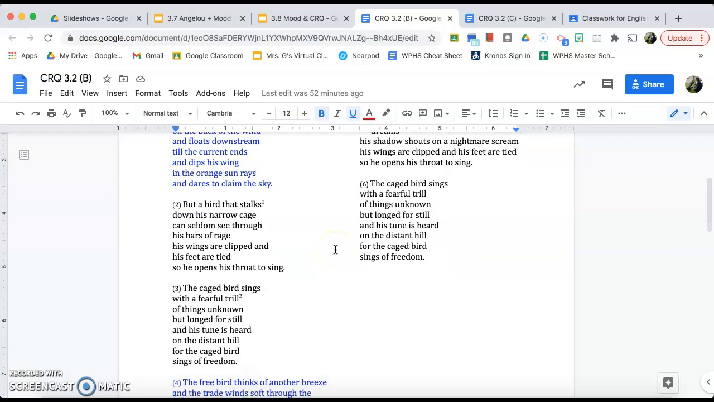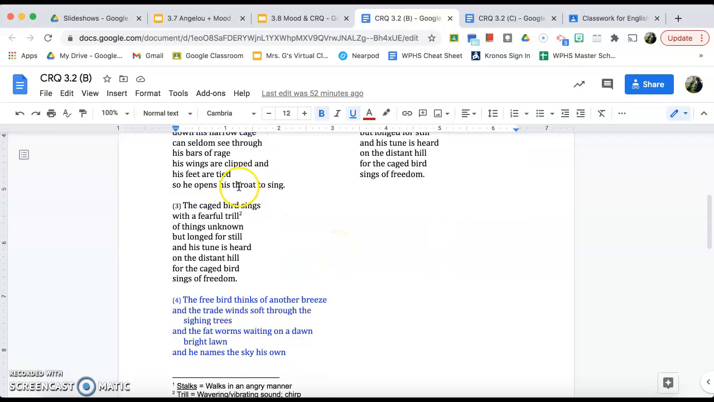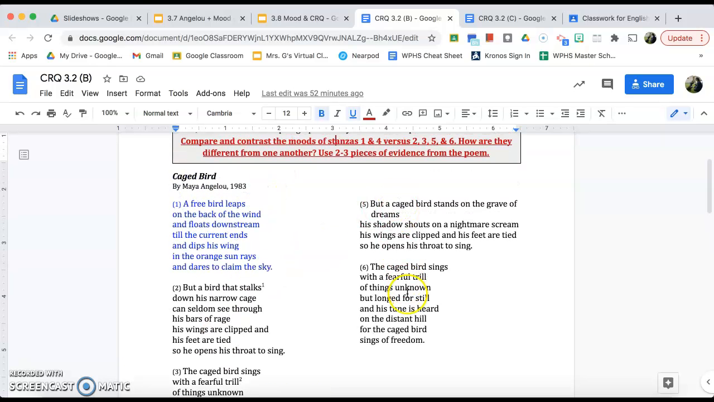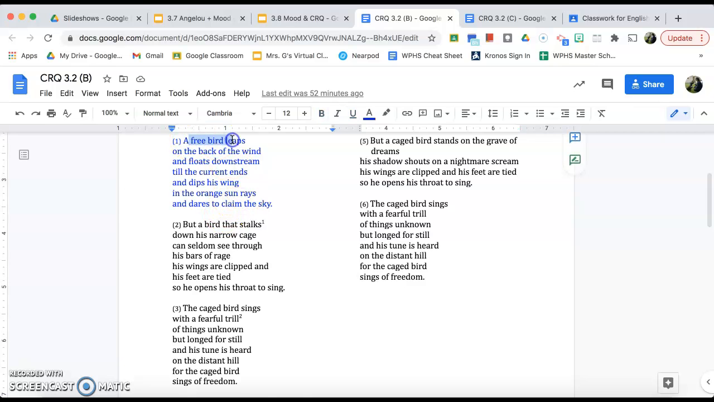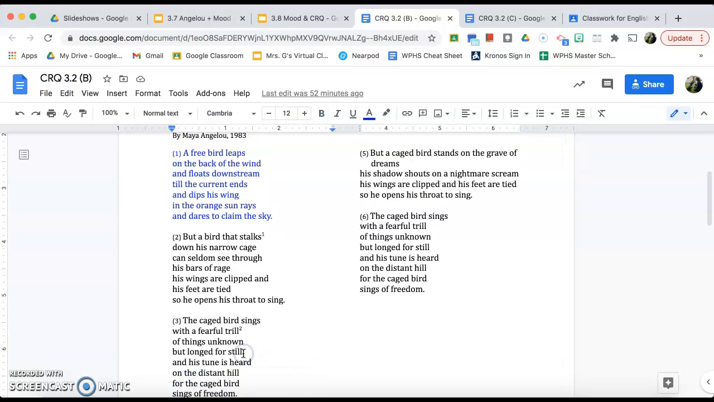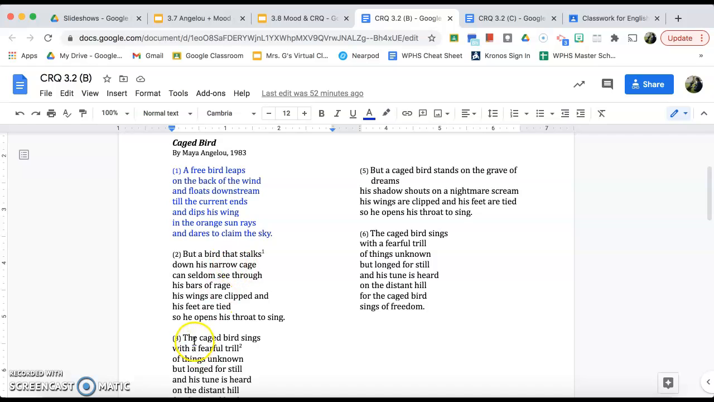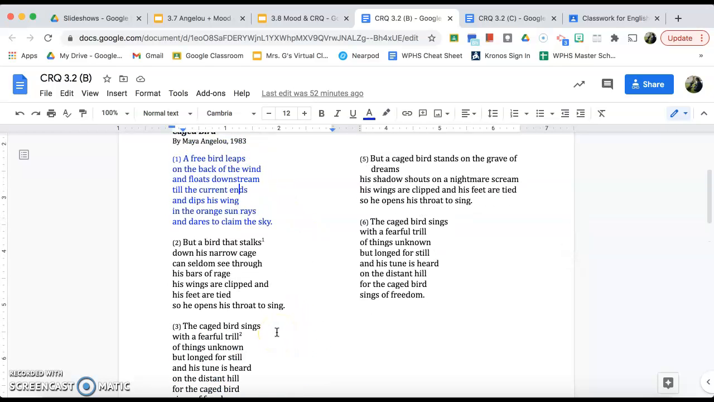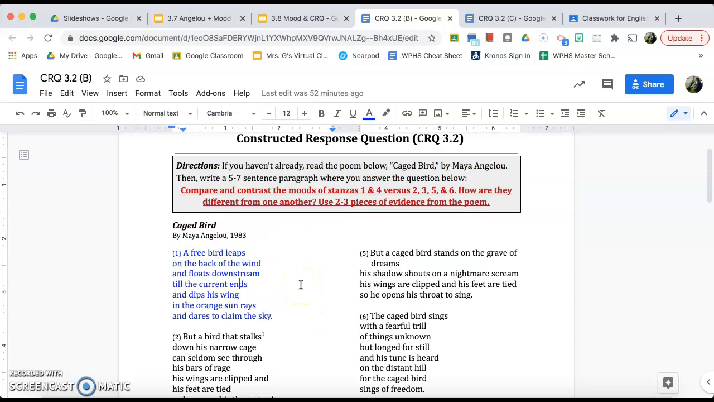So if you look here at the poem, stanzas 1 and 4 are in blue, and stanzas 2, 3, 5, and 6 are in black. So the blue stanzas are both about the free bird. The black stanzas are all about the caged bird. So what you need to do is identify the mood of the blue stanzas and then identify the mood of the black stanzas and compare them.